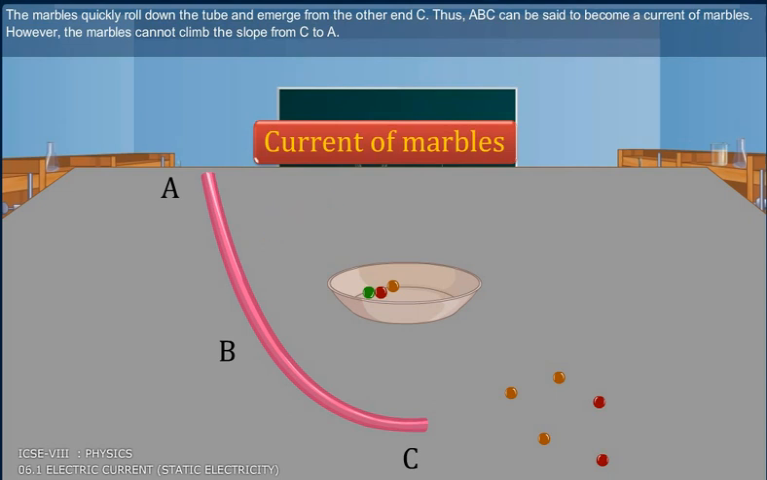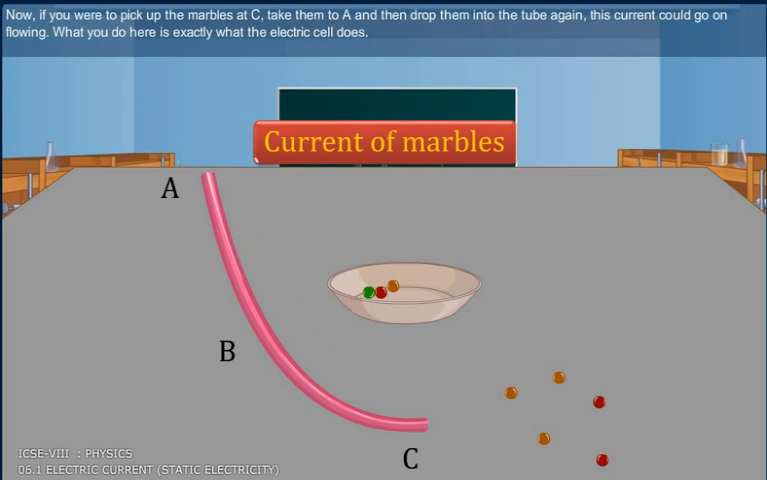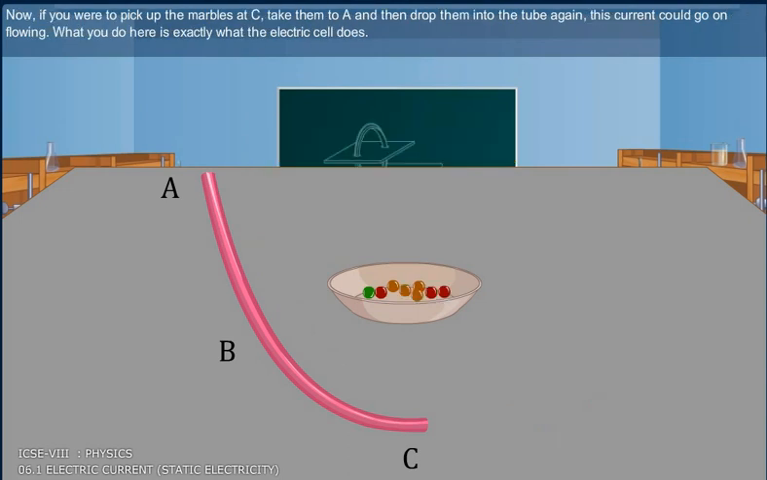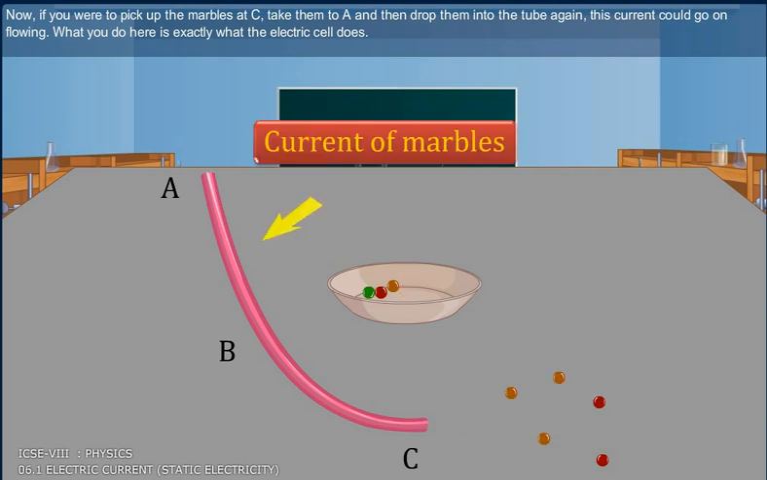Thus, ABC can be said to become a current of marbles. However, the marbles cannot climb the slope from C to A. Now, if you were to pick up the marbles at C, take them to A and then drop them into the tube again, this current could go on flowing. What you do here is exactly what the electric cell does.